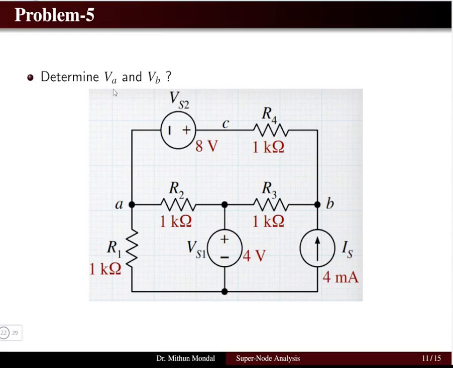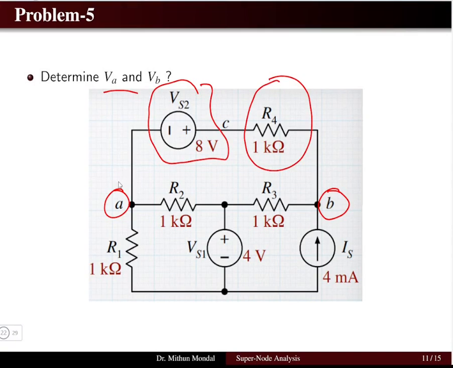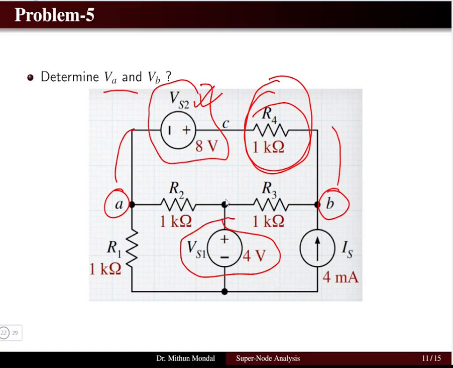Problem fifth: we have to determine the potentials VA and VB. We can see that there is a voltage source of 8 volt in series with a resistance connected between A and B. Due to the presence of the resistor R4, this voltage source cannot form the supernode. There is also a voltage source connected at the central node, between a non-reference node and the reference node. So this is also not a part of a supernode.